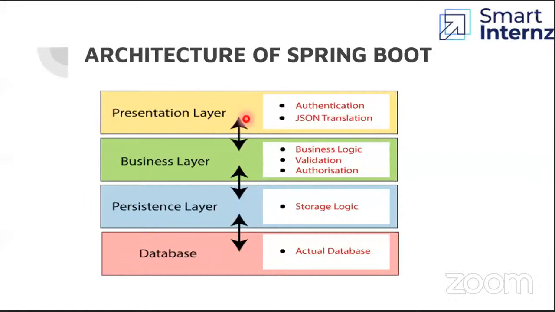And it also translates the JSON parameter to object. So what do we mean by JSON? It's just a simple notation, JavaScript Object Notation. So it converts the JSON parameters to objects. In Java, we have classes and objects, right? So this presentation layer handles the HTTP request as well as translates the JSON parameters to objects.